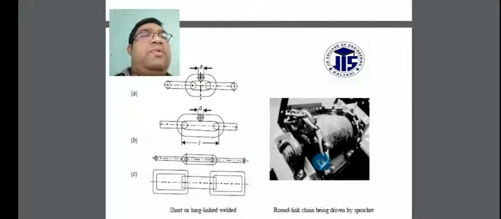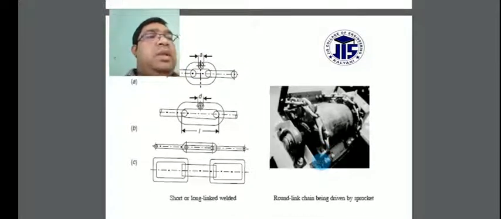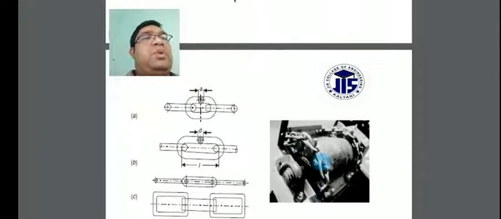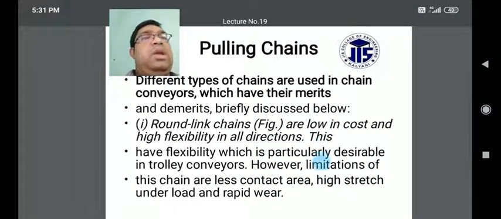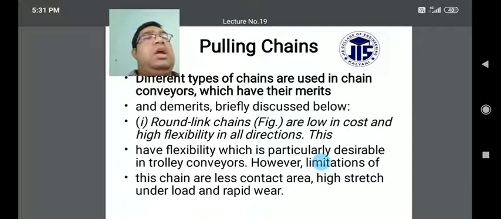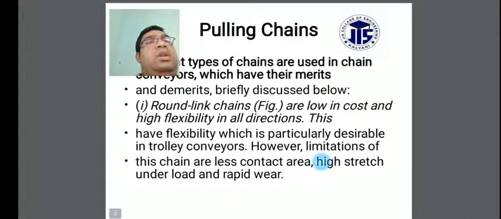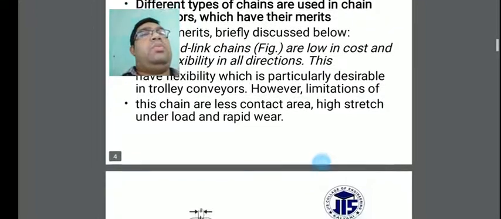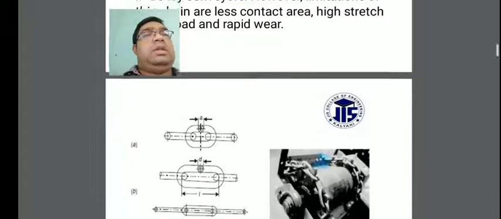You can find the width a, and L is the length. The round link chain is driven by the sprocket. This round link chain, as in the figure, is low in cost and highly flexible, with movement in all directions, and this is the advantage.